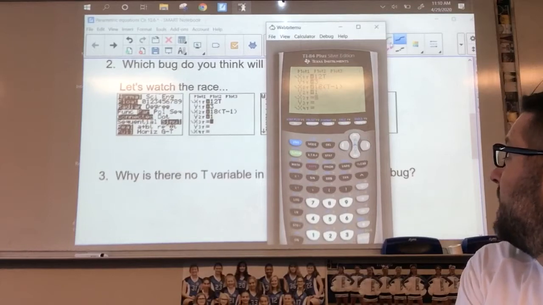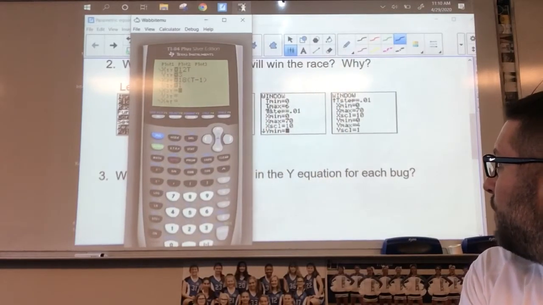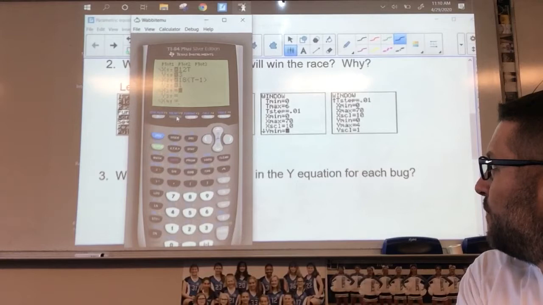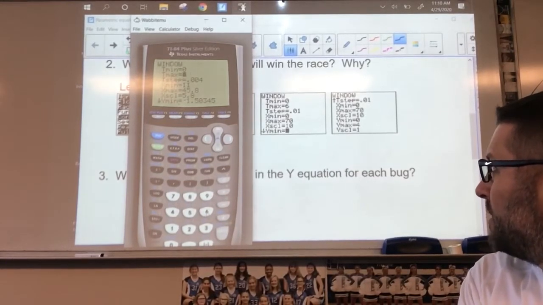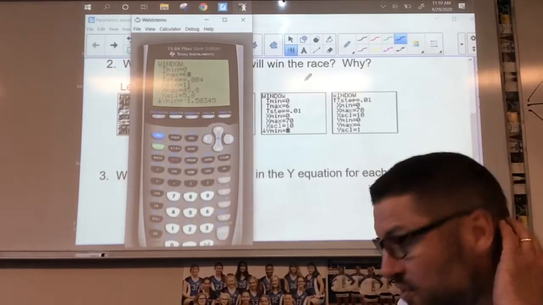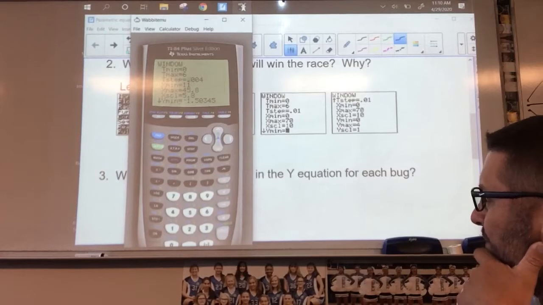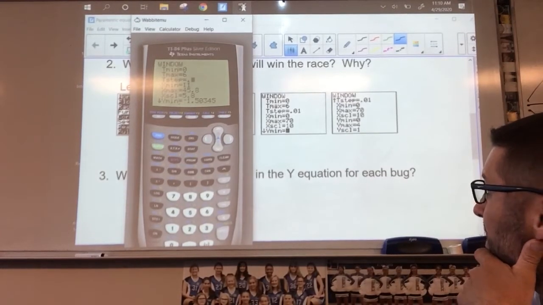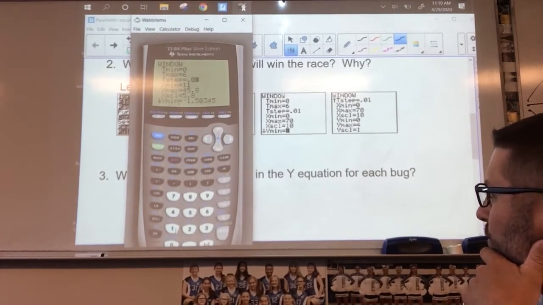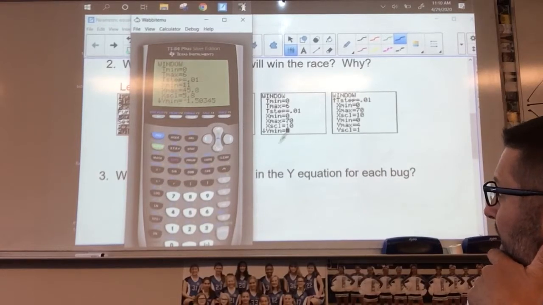Okay, let's keep looking. So now my window, I'm going to set up the time. So I hit my window key. My time minimum is 0. My time maximum I want to be 6. That'll track the bugs over 6 hours, because the scale is in hours. I'm going to step my scale by point. It looks like it wants me to go by 0.01. My x minimum it has at 0, x max at 70, x scale at 10.